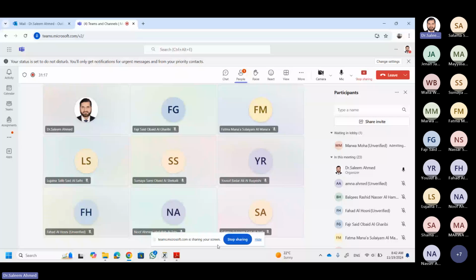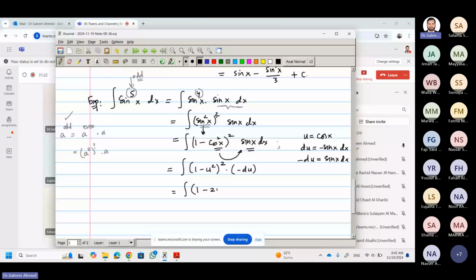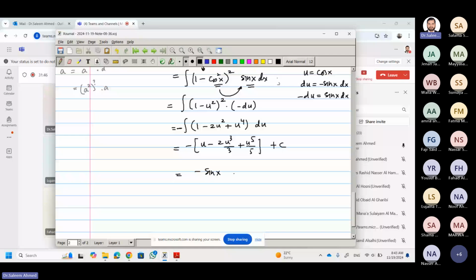So a square minus 2ab plus b square. And this minus sign, I can write outside, and then du. And now we can integrate it, no issues. 1 becomes u, 2u square becomes 2u cubed by 3, and u4 becomes u5 by 5, plus a constant of integration. Now you can replace your variable back. So minus cos x plus 2 by 3 cos cube x minus 1 by 5 cos 5x plus constant. I brought this minus inside, that's why this becomes minus, this becomes plus, and this becomes minus.